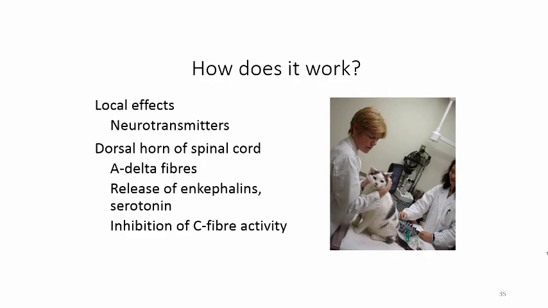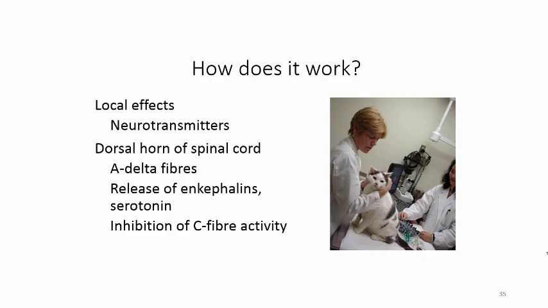So anyway, local effects with acupuncture, we get release and effect on neurotransmitters. Our acupuncture is affecting the dorsal horn of the spinal cord, and it's affecting our A delta fibers. So what happens with that? That has to do really with the gate theory of pain, where we have stimulation in the periphery by the acupuncture needle through the A delta fibers, closing the pain gate and inhibiting the C fiber activity. Now there's also local release of enkephalins and serotonin.